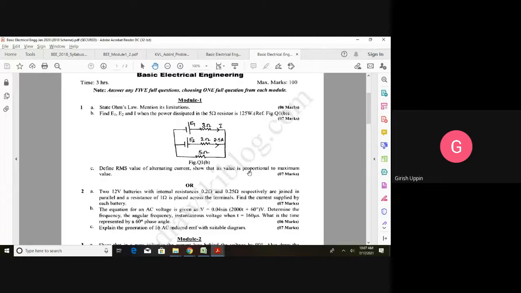What they are saying is the RMS value is proportional to maximum. When you do the derivation, what you get? RMS value is equal to 0.707 VM, the peak value. That is what you are going to get, right? So therefore you can say VRMS is directly proportional to VM, the maximum value.